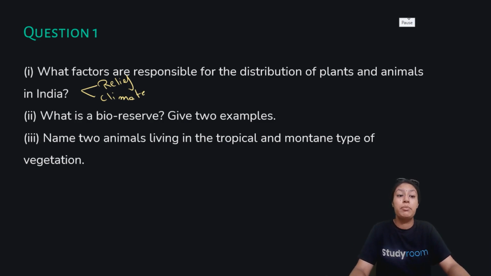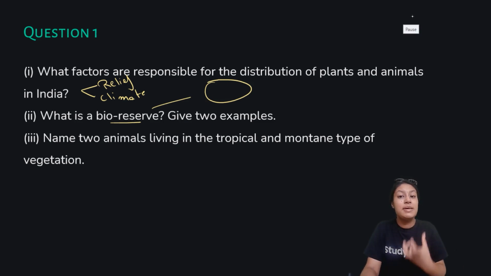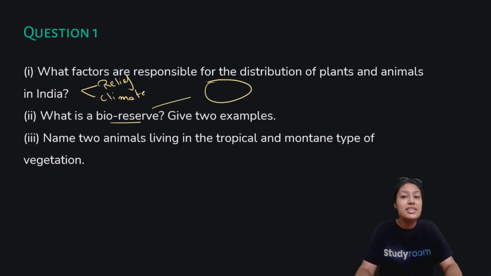Next is question number 1, part 2. What is a bioreserve? Give 2 examples. So what is a bioreserve? A bioreserve is a reserve or a separate area which is made for the conservation of endangered flora and fauna species. Species which are on the verge of being extinct are endangered, so a separate reserve or area is marked for them to preserve them. This is what we call a bioreserve.